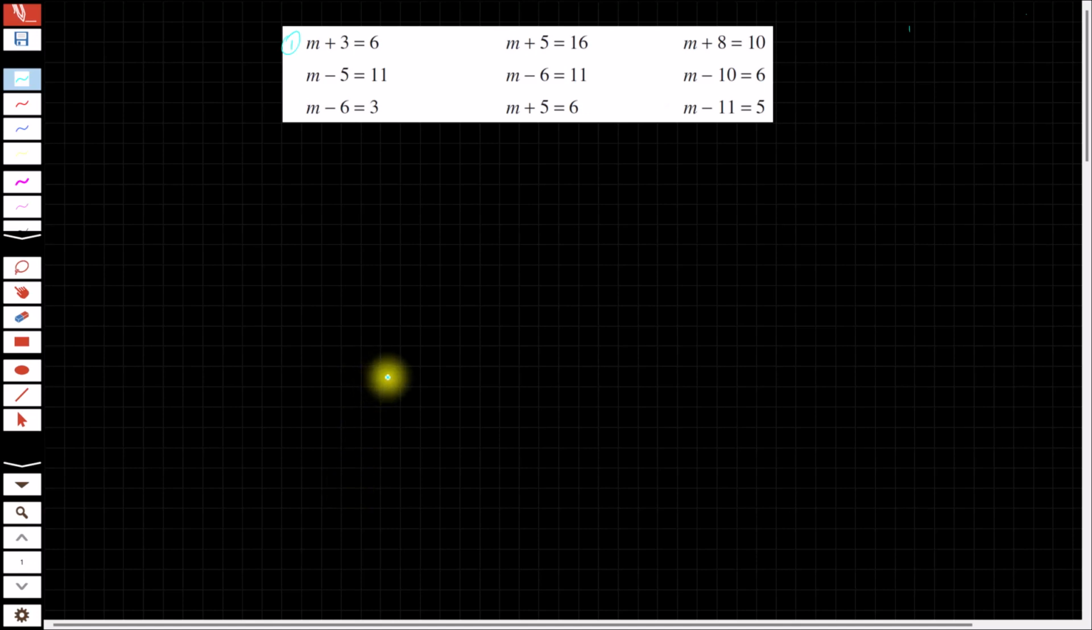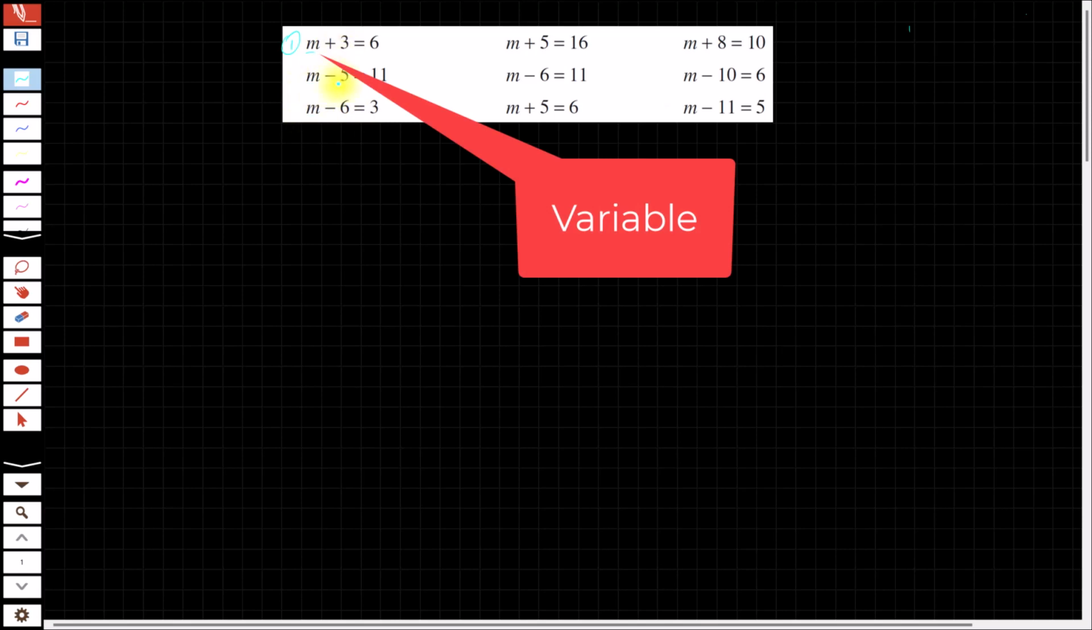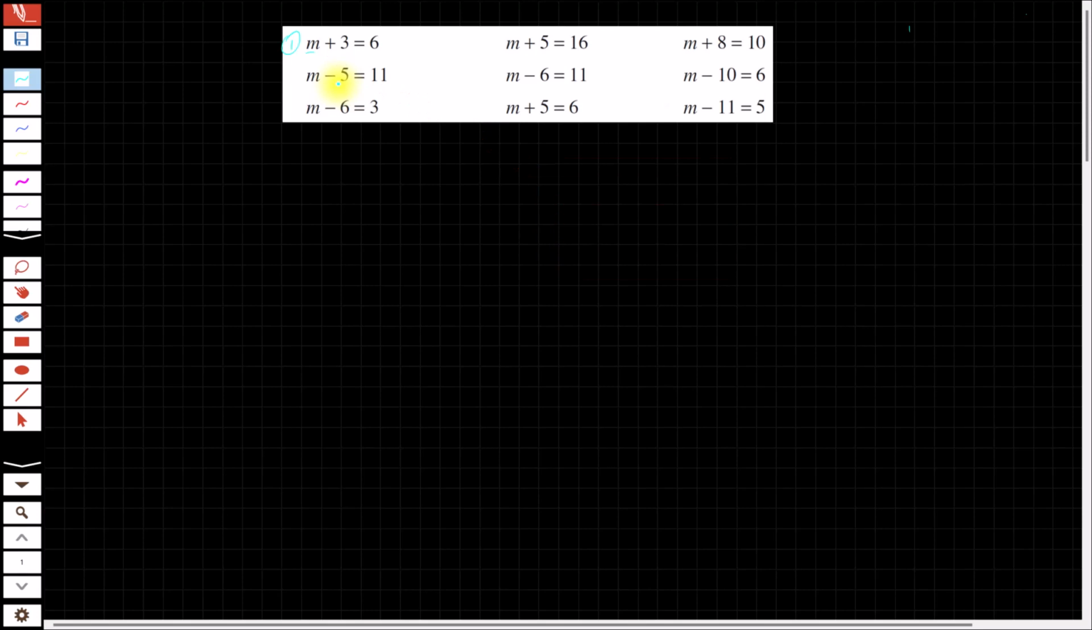In this lesson, we're going to look at solving these equations for the unknown variable. The unknown variable in these equations is m, but it can be any letter or any character for the unknown. So let's firstly write down the equation we have been given, and then we need to start solving it for the variable m.